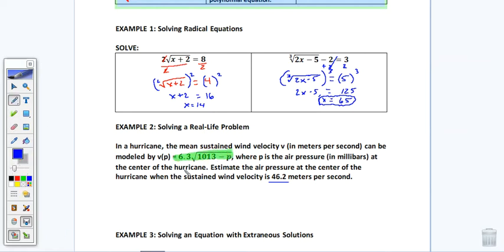Okay. What's this going to take the place of? So in for V, I'm going to plug in what? 46.2. That's going to equal 6.3 times the square root of what? 1013 minus P, right? Okay, you guys take a second and on your own solve for P right now and see what you come up with. Got to get the root alone first, so you're going to have to do something before you can get rid of that root.